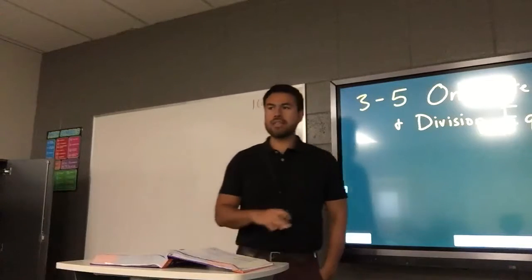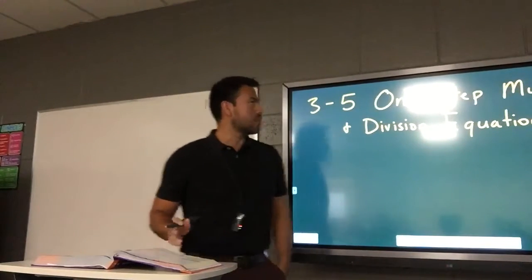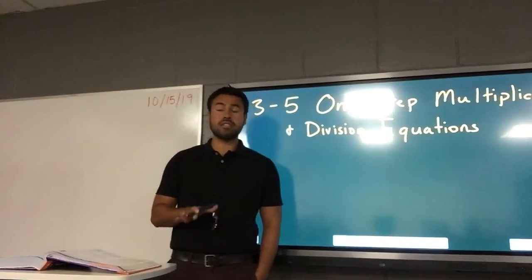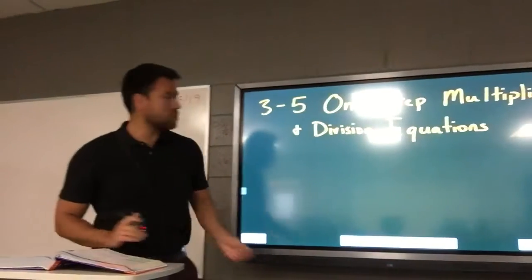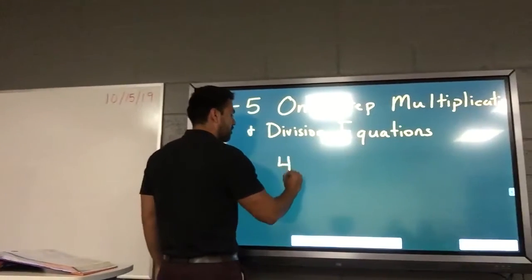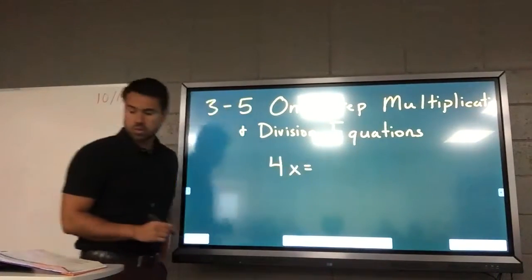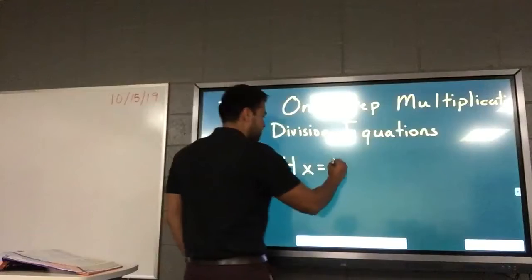Balanced. I want things to be balanced. So on 3-5, we're going to continue that theme of keeping the equation balanced. The first equation I'm going to give you is 4x equals 172.